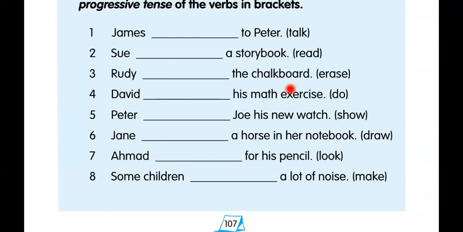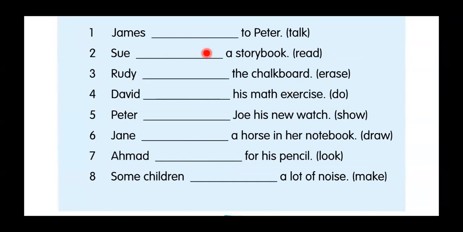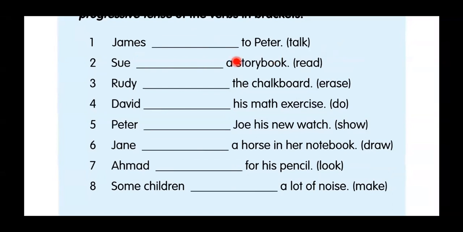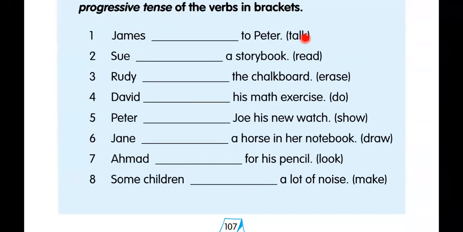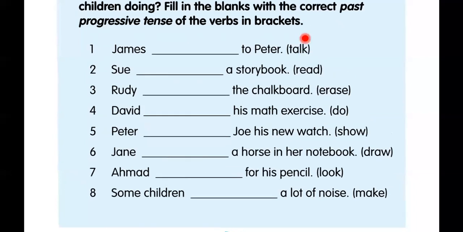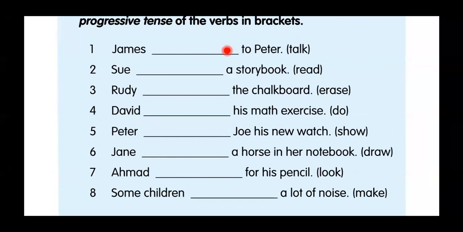Okay, let's start with the first sentence. James dash to Peter, talk. Here we have to write the past progressive tense. Be careful. In past progressive tense, what do we have to write? Was plus present participle. James was talking to Peter. Talk will become talking. Present participle is verb plus ing.